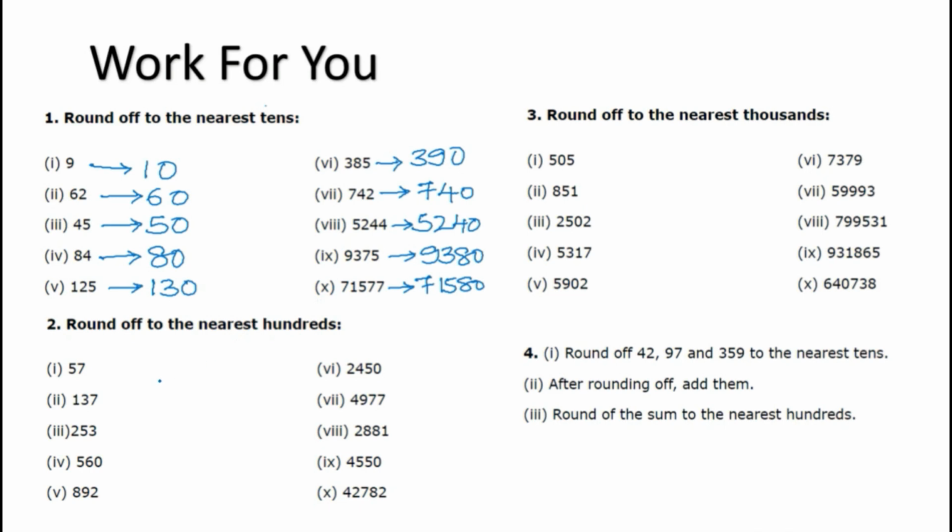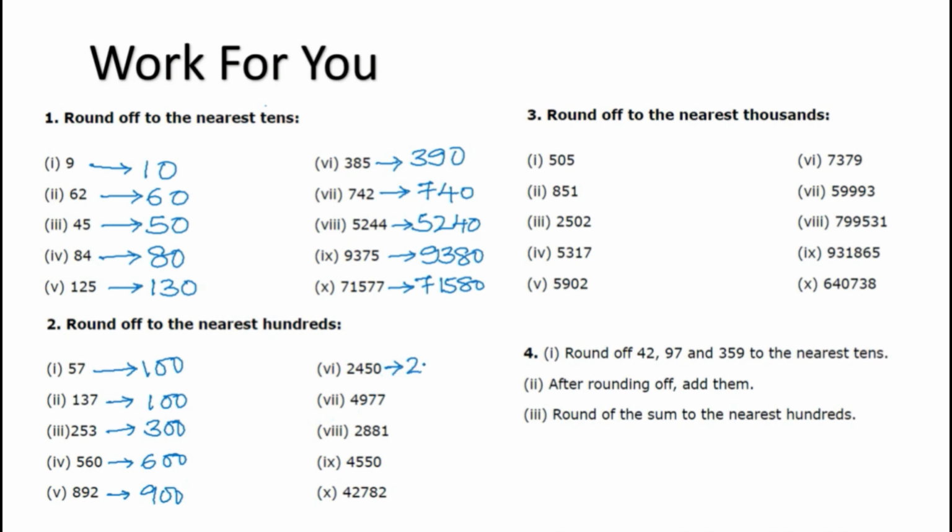Second question is to round off to the nearest hundreds. We have to look at the digit at tens place, so this will become 100. 137, it becomes again 100. The reason is 3 is lesser than 5. 253, upon rounding off it becomes 300. 560, it becomes 600. 892, it becomes 900.